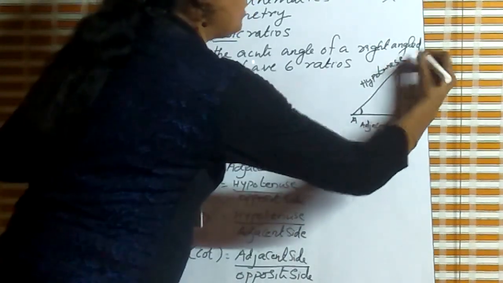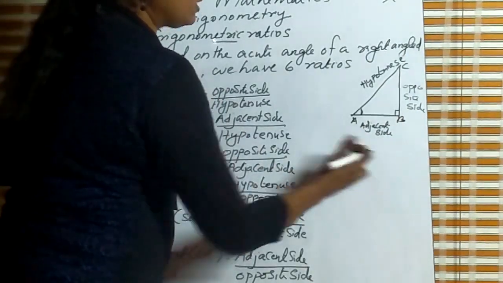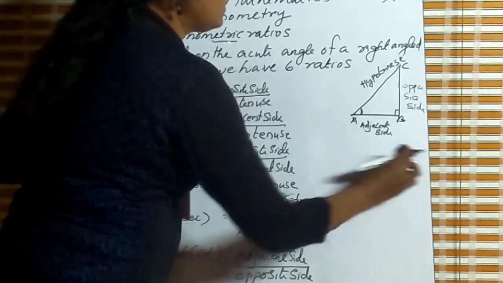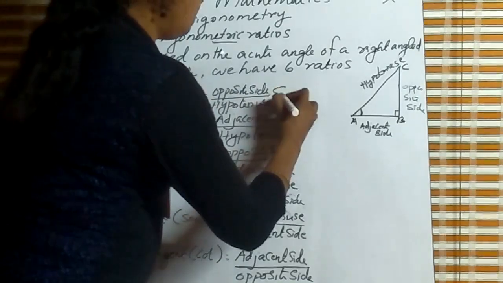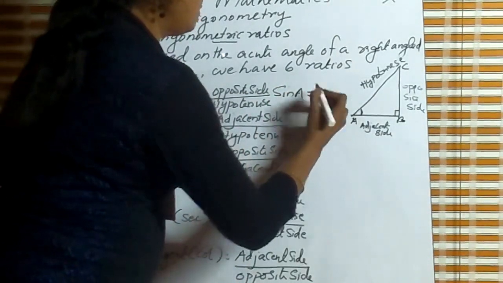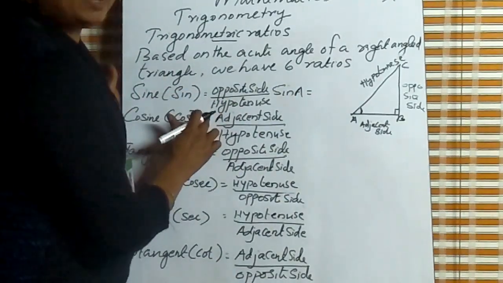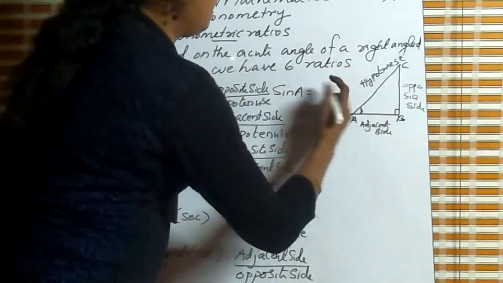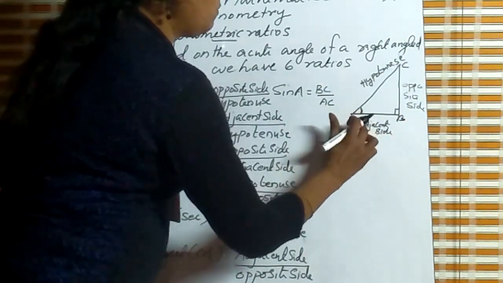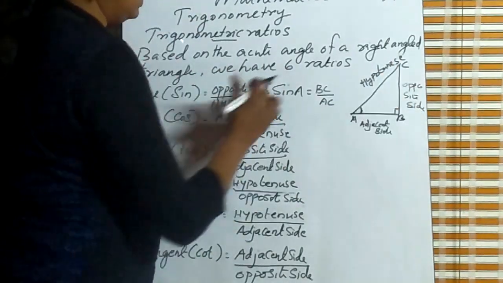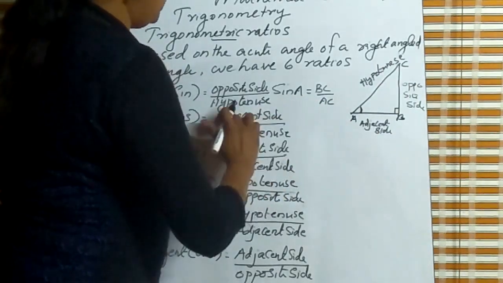Listen, based on angle A, this side is the opposite side, the side which comes adjacent to the angle is the adjacent side, and the longer side is the hypotenuse. Our first ratio: sine of angle A. What is sine? Opposite side by hypotenuse. Which is the opposite side? BC, by hypotenuse AC. So sine of angle A is equal to opposite side by hypotenuse, BC by AC.